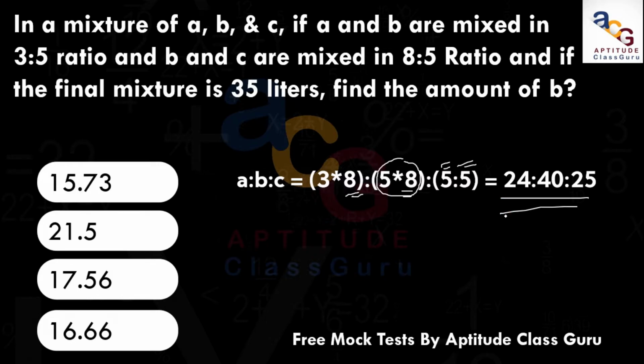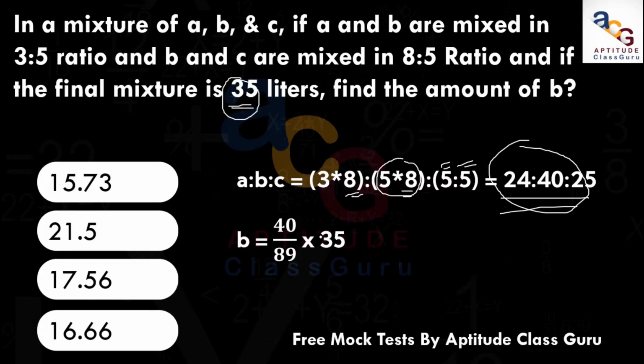And here I need to find the value of B. So out of how many portions is B there? Out of total 24 plus 40 plus 25, total 89. Out of 89 parts, B was 40 parts. So 40 by 89. But here the total mixture is 35 liters. I need to find the amount of B present in 35 liters. So 40 by 89 into 30 is the answer. If you simplify this expression, you will come up with the answer 15.73.